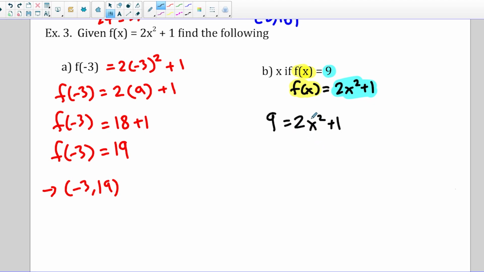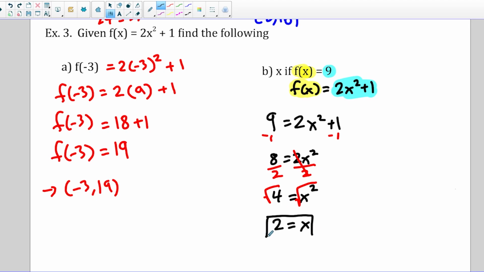So we're going to go ahead and try to isolate or get the x by itself here. I'm going to do that by subtracting 1 from both sides. And I'll end up with 8 is equal to 2x squared. I'll divide both sides here by 2 to get rid of the 2 here. And I'll end up with 4 is equal to x squared. And then I'm going to square root both the left and the right hand side, and I'll end up with 2 is equal to x.